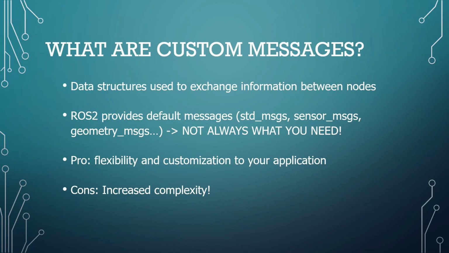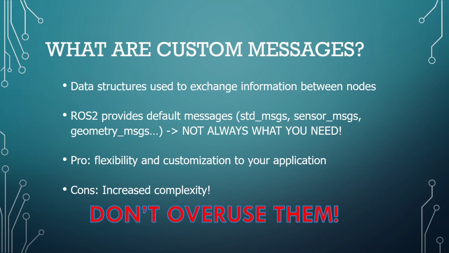A message in ROS2 is a data structure used to exchange information between nodes. While ROS2 provides many standard messages, sometimes your application needs to exchange more complex or specific data. That's where custom messages come in. They give you the flexibility to define exactly what your application needs, but don't overuse them. If a standard message like geometry messages or sensor messages does the job, prefer that for interoperability.